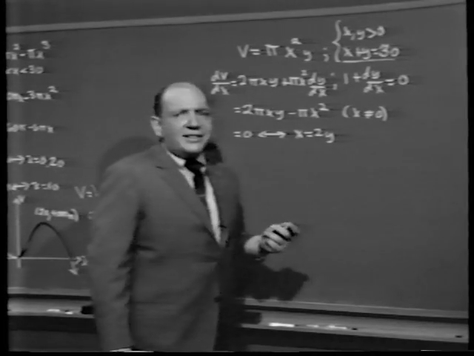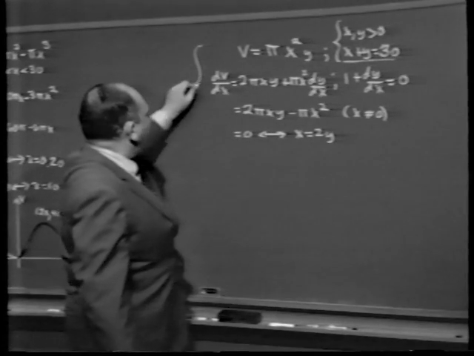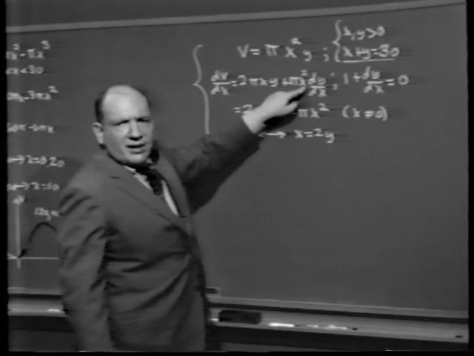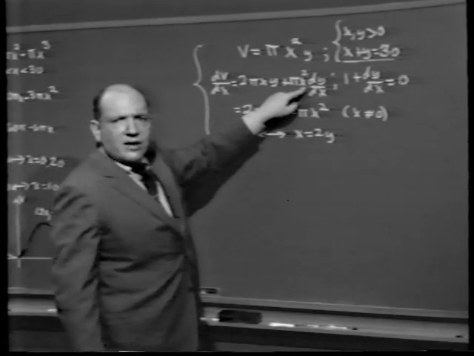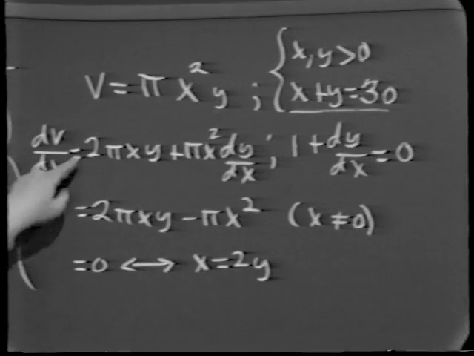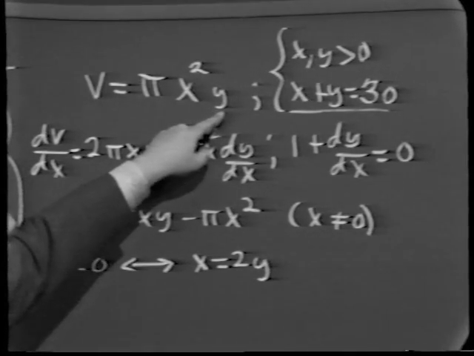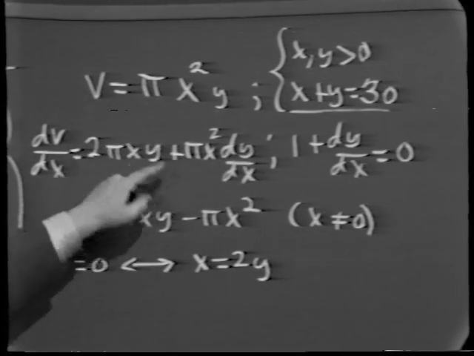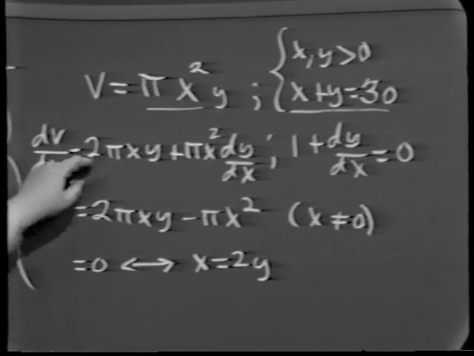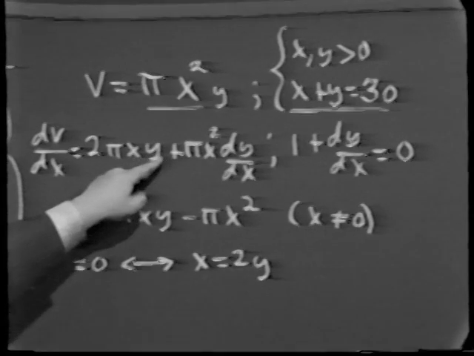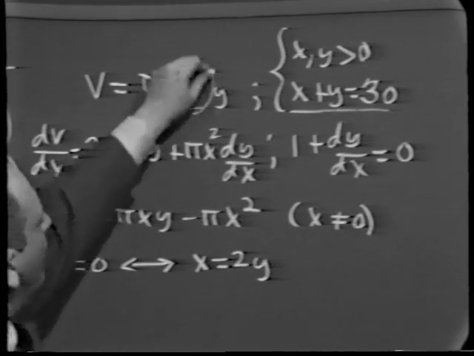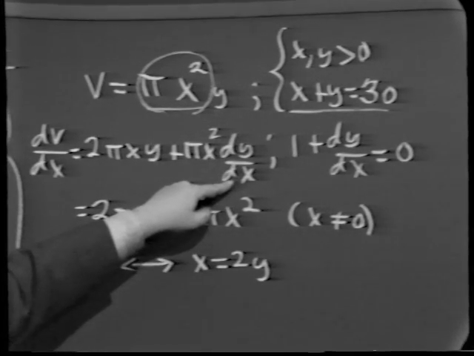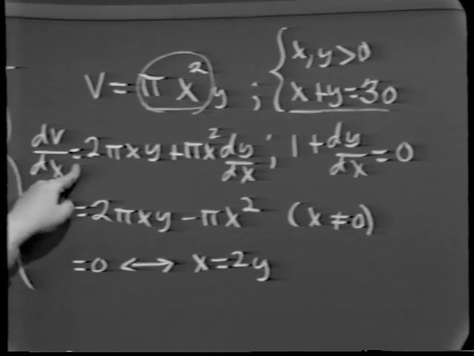And the point that I'd like you to see is that we can solve this problem very nicely without having to resort to explicitly replacing y as a function of x. Namely, implicitly, assuming that y is a differentiable function of x, we can differentiate this thing as a product. dv/dx will be what? The derivative of the first factor, which is 2 pi x, times the second, plus the first factor, which is pi x squared, times the derivative of y with respect to x. Okay, so that's dv/dx.